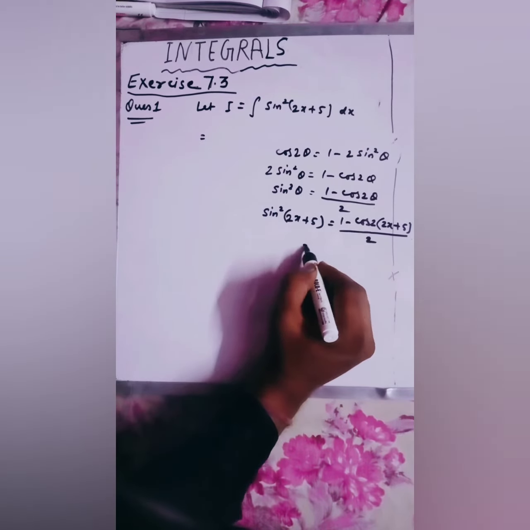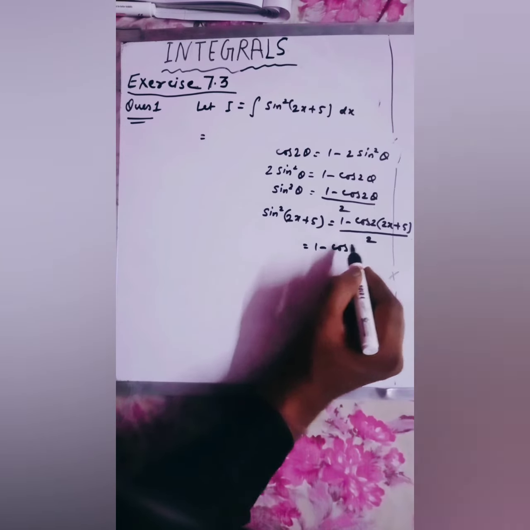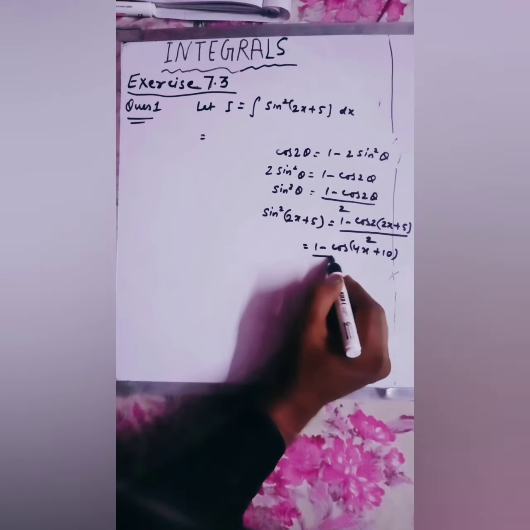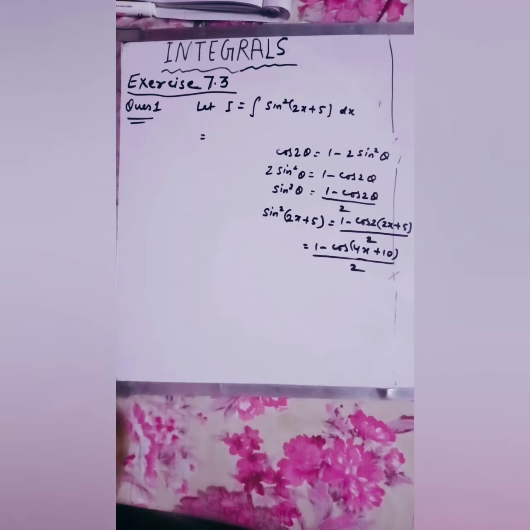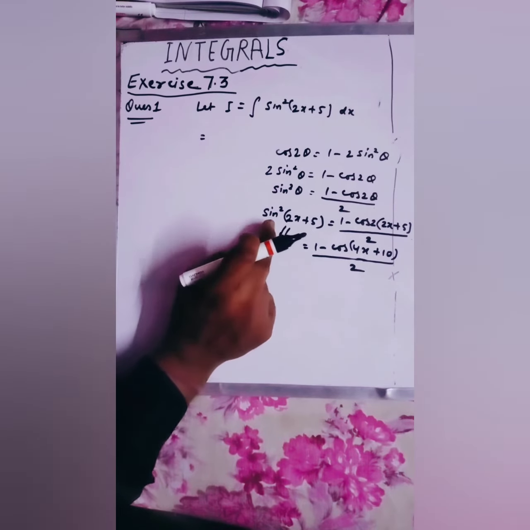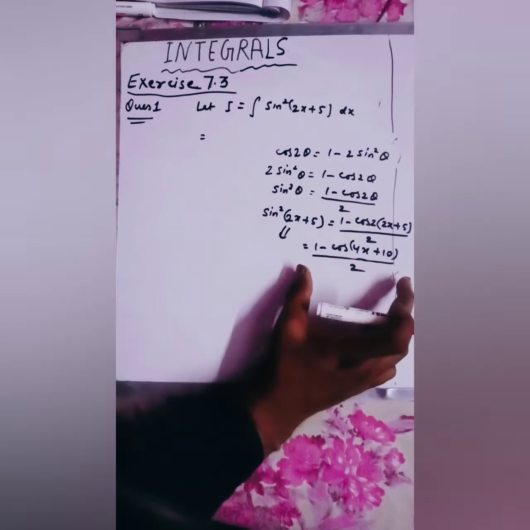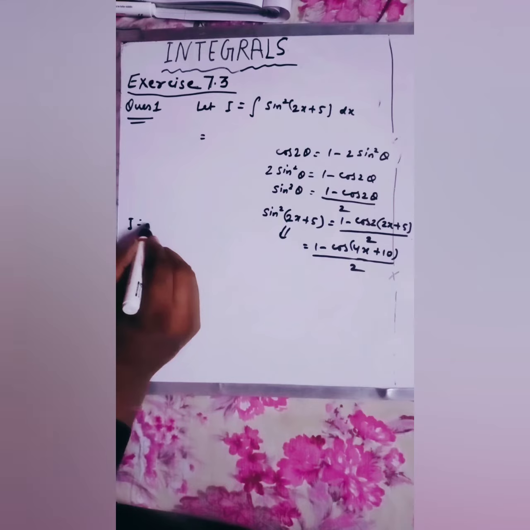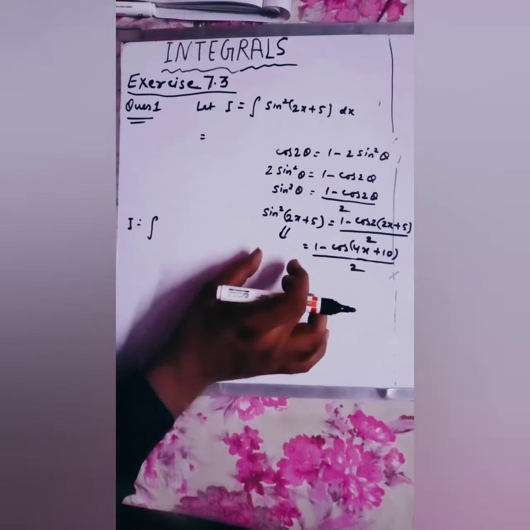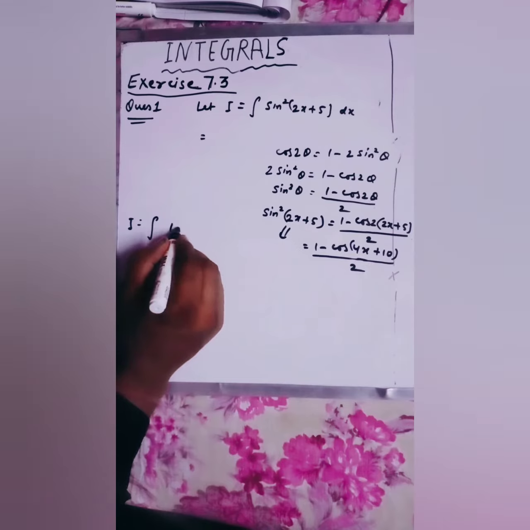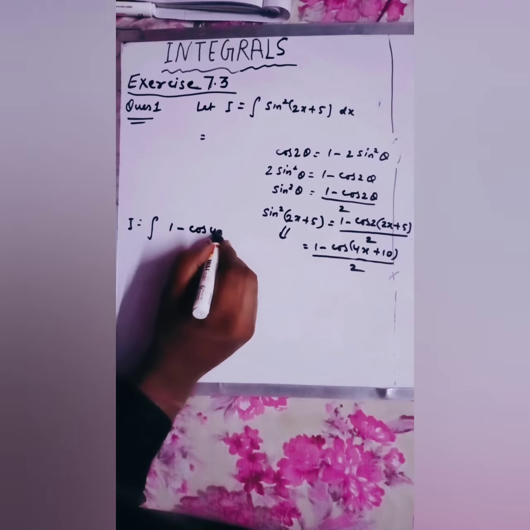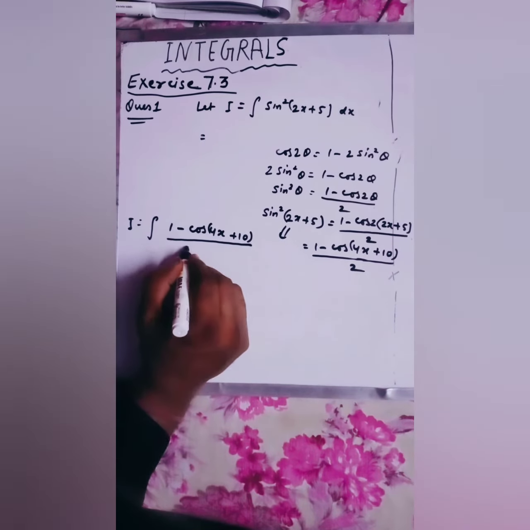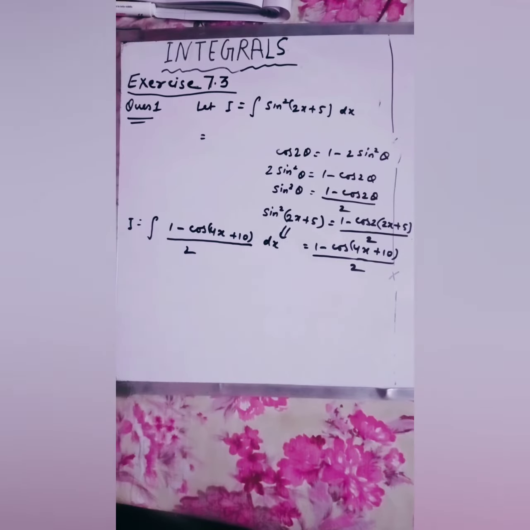When you solve, you will get 1 minus cos (4x plus 10), and this whole upon 2. So this is the value of sine square (2x plus 5). In place of this, I will use this value in this integral. So you will get I is equal to the integral of 1 minus cos (4x plus 10), whole upon 2, into dx.